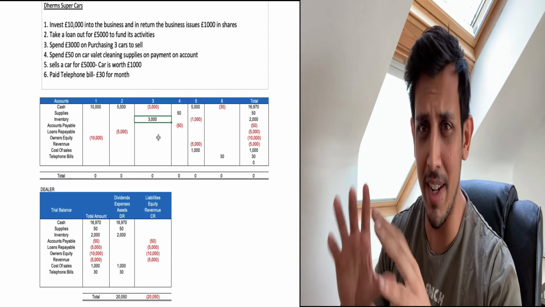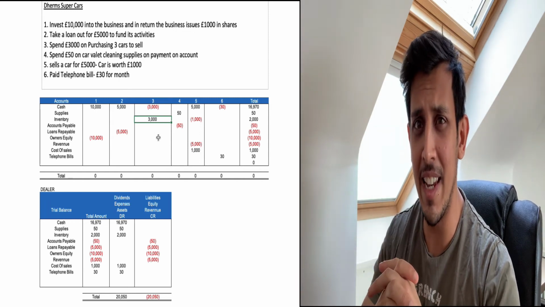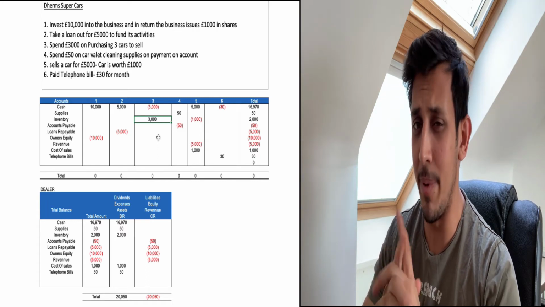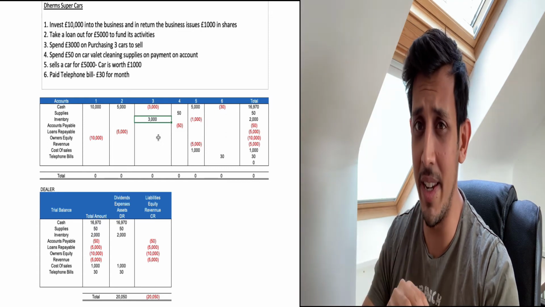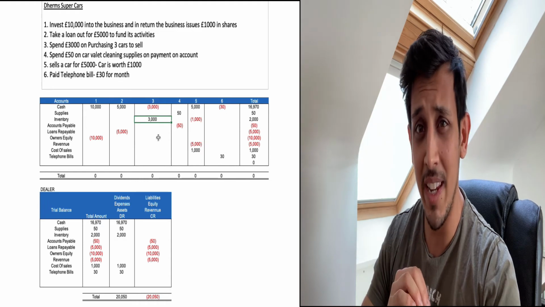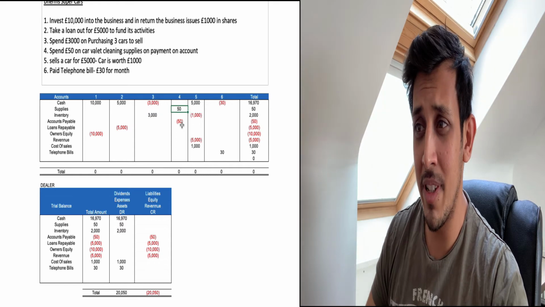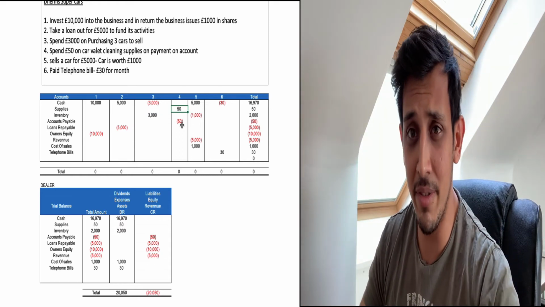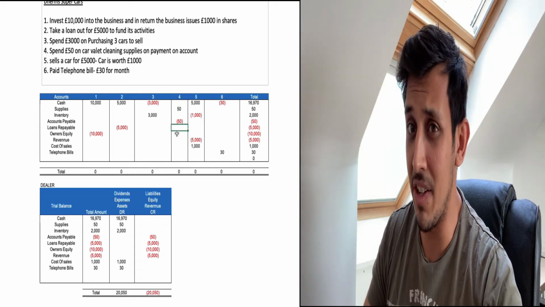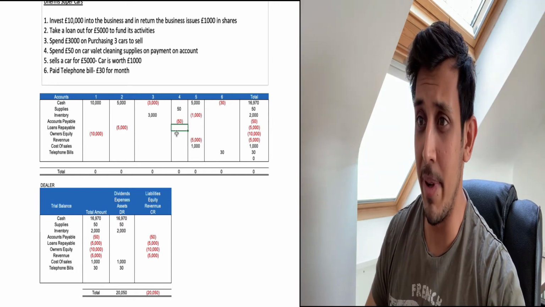Next, I'm going to spend £50 on some car valeting supplies. I need to make sure that my cars are looking spick and span, so when people take a look at them, they're thinking, yeah, this is slick, and this is a car that I need in my life. So I spent £50 on it, but this time I haven't paid it in cash. I've paid on account. I've got someone who's willing to trust me that I'll pay them in the following month. So this time I've debited my supplies because I've got inventory of £50 in supplies, and I've credited my accounts payable. So this is that I need to pay someone in a month's time £50.